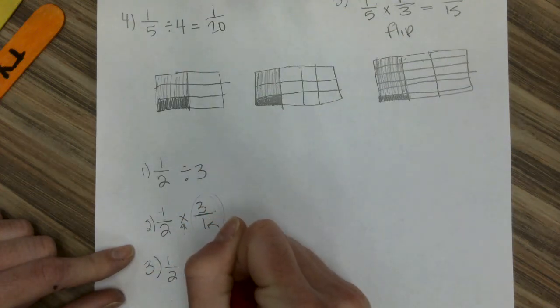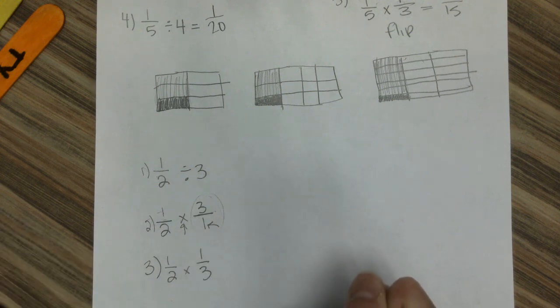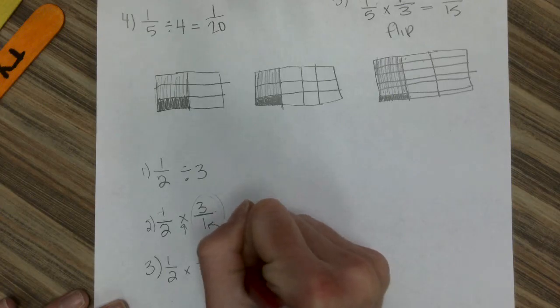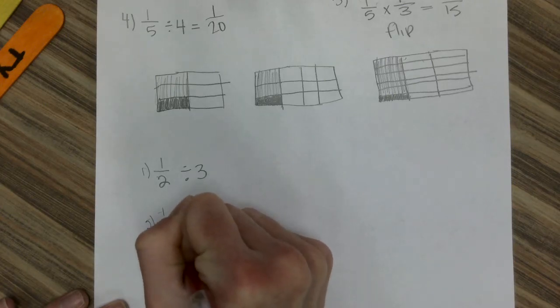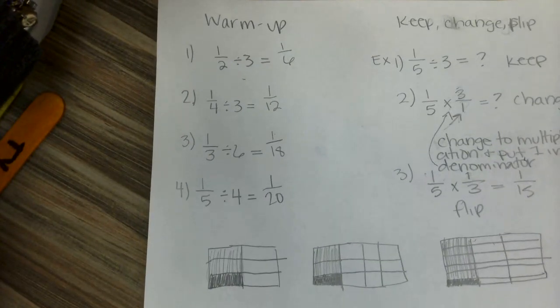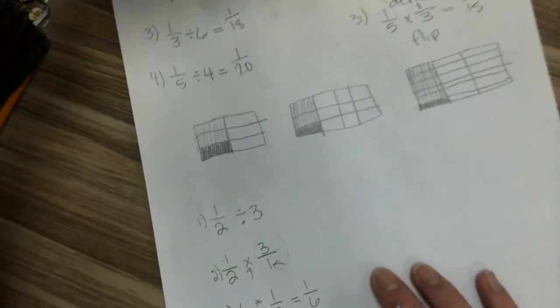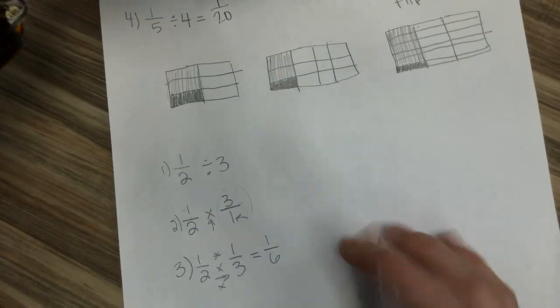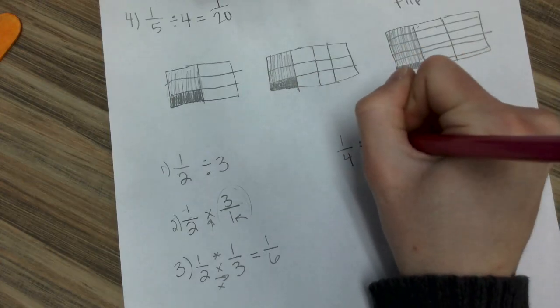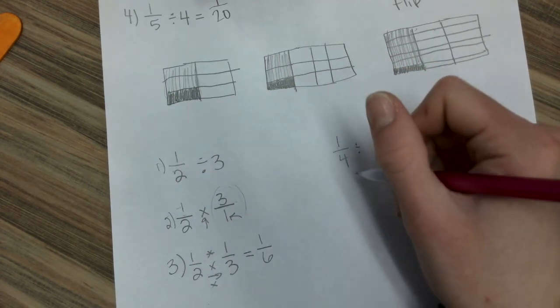1/2 times 1/3. That's going to get me 1/6, because then I just multiply across. Is that the same thing we got here with our drawing and stuff? Yeah. Okay. Same thing with 1/4 divided by 3. And again, if you like the drawings, that's great. I'm just giving you another method here.